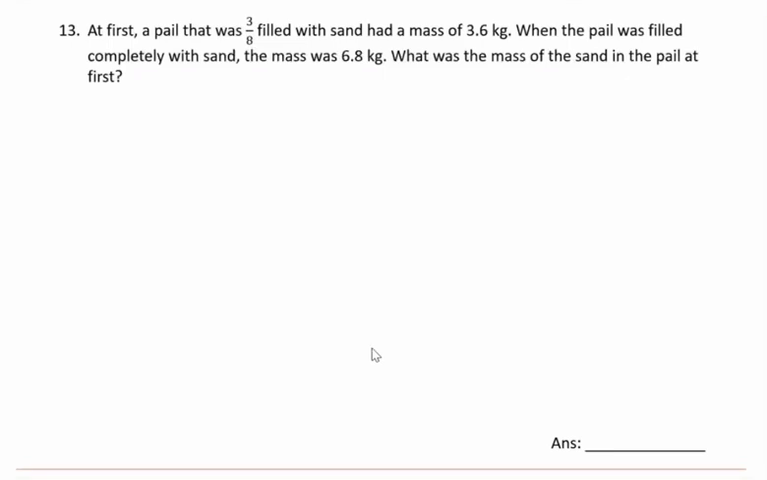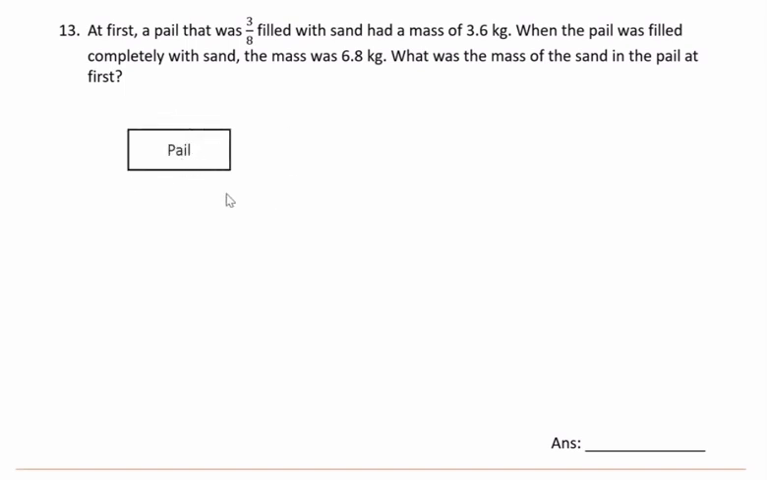Okay, this one, at first, a pail that was 3/8 filled with sand had a mass of 3.6 kilogram. When the pail was filled completely with sand, the mass was 6.8 kg. What was the mass of the sand in the pail at first? Very simple. This is the pail.